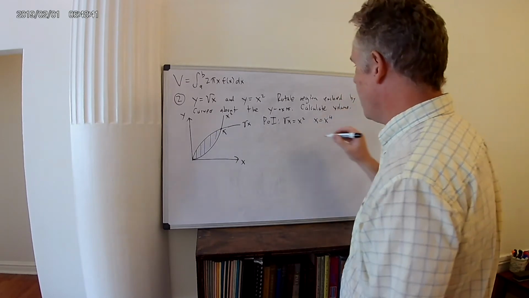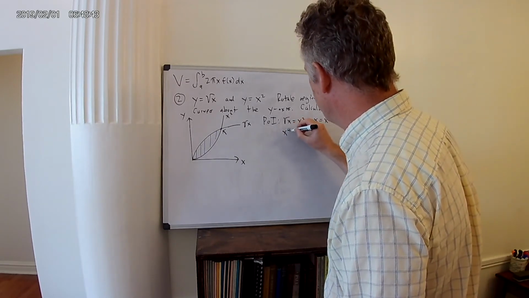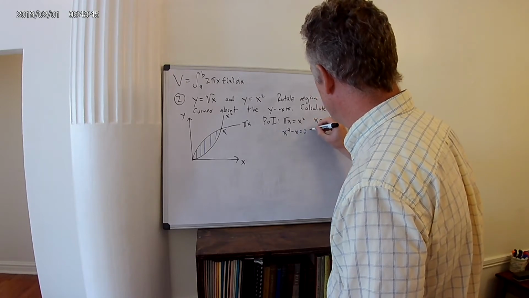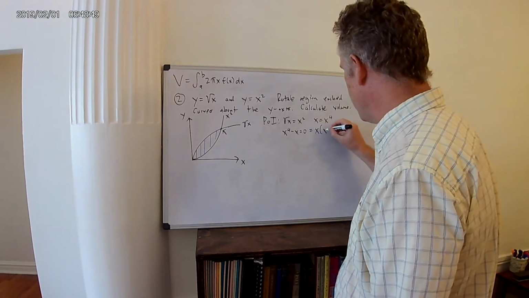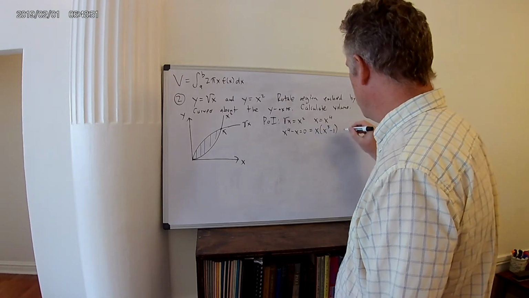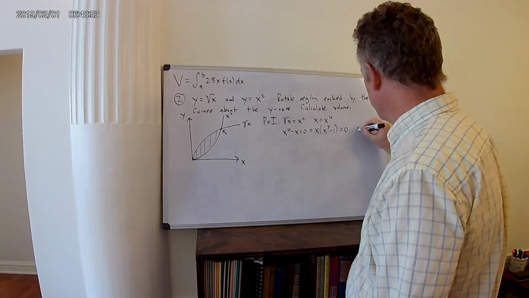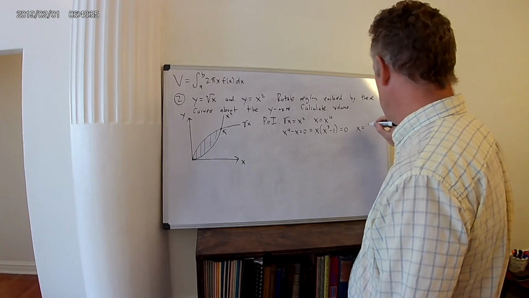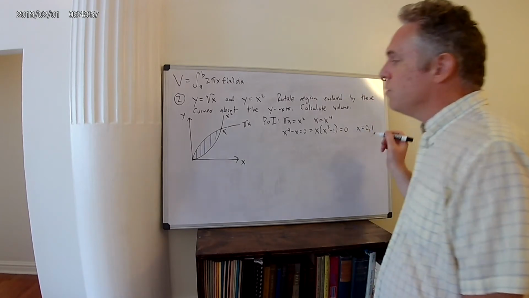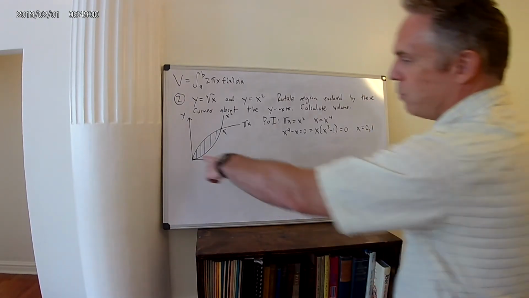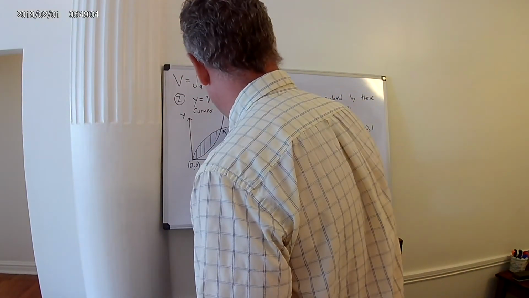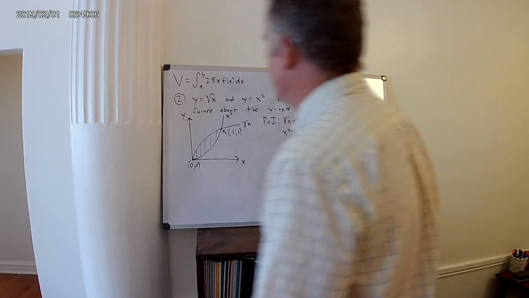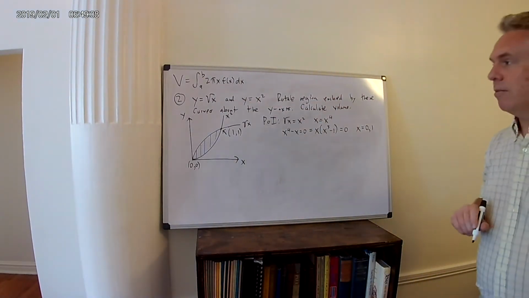Okay, then I'm going to move the x over to the other side, so I get x to the fourth minus x equals 0. And then I can pull out an x, and I get x cubed minus 1 equals 0. And this means x equals either 0 or 1. These are our 2 points of intersection. So one point of intersection is (0, 0). The other point of intersection is (1, 1). So now we have our limits of integration.